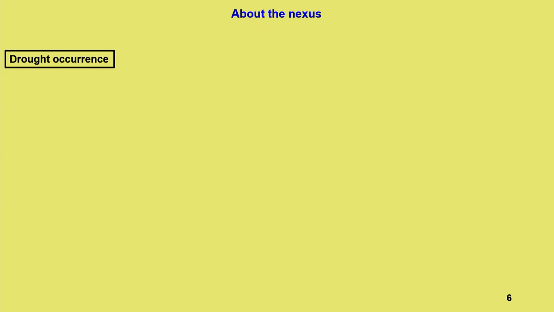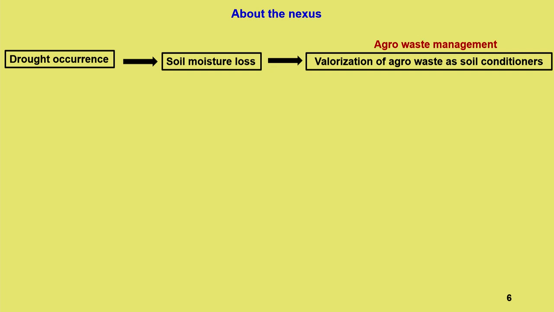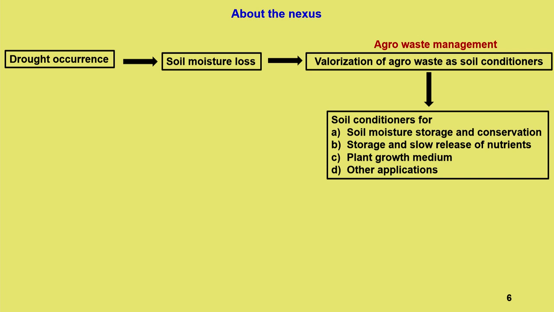Drought occurrence is next to soil moisture loss. And this is where we can pitch in, where we try to use agro waste management for the benefit of preserving soil moisture. It can be used for soil moisture storage and conservation, storage and slow release of nutrients, so that they don't get washed away too fast, designing plant growth medium, and various other applications.